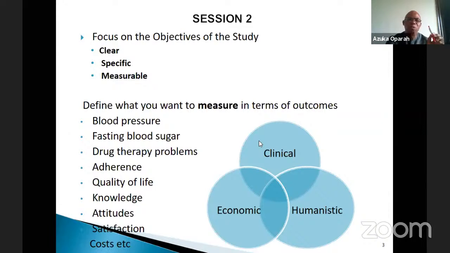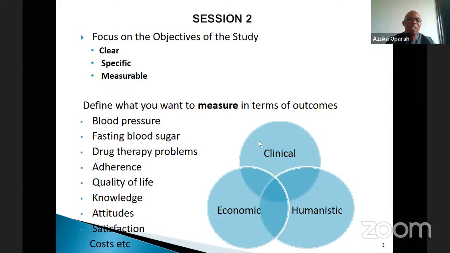First of all, you have to define what you want to measure. That's why we say it is measurable. What actually do you want to measure? Now, research is all about measurement. When you say you're doing research, there is something you want to measure through data collection and data analysis. So the first thing to do is to identify it. Define what you want to measure. In terms of outcomes, I think that is the easiest way. What outcomes are you really looking at?